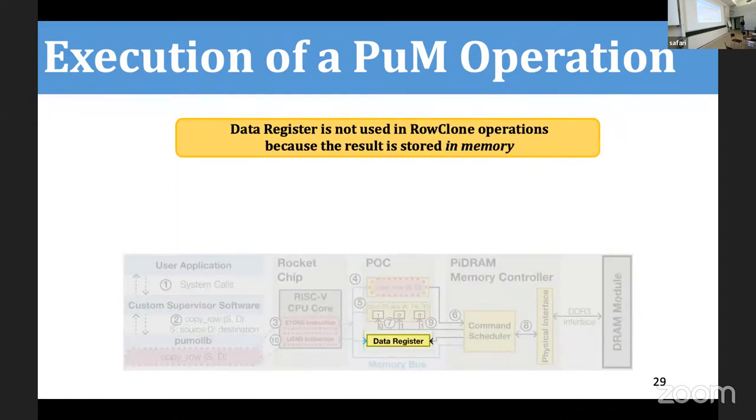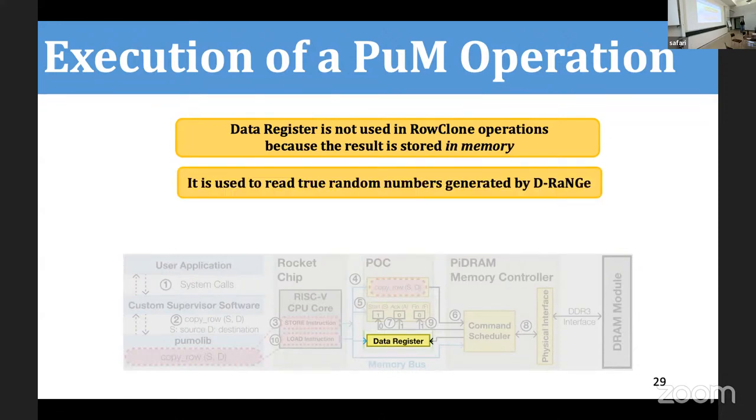And in this example, we didn't use the data register because the operation is stored in memory, but the data register is used to read the random numbers generated by D-range.